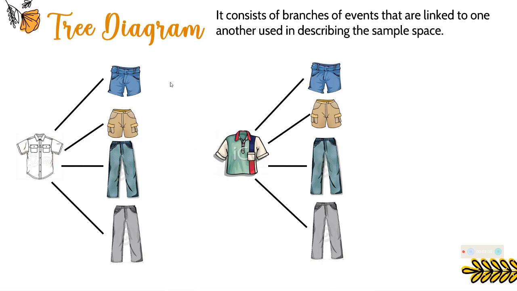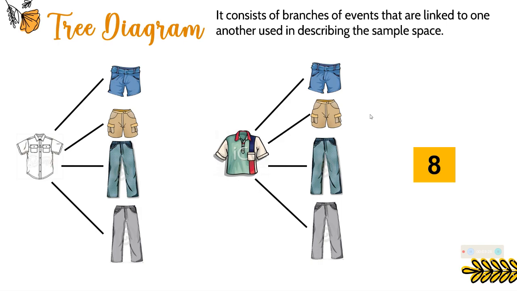For the white polo, we have this combination. And for the colored polo, we have these combinations. If we are going to count the number of occurrences of the outcome, we have here 8 possible pairs. We have 1, 2, 3, 4, then 1, 2, 3, 4 on the other polo. So 4 plus 4 is 8.